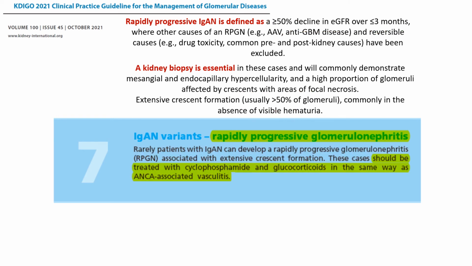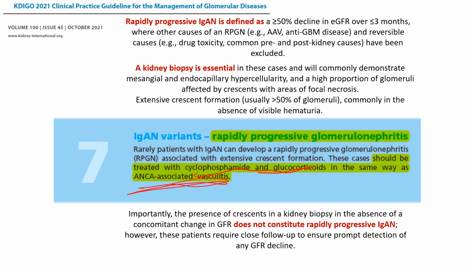How would we treat this case? We will treat this case with cyclophosphamide and glucocorticoids, the same as ANCA-associated vasculitis. So here the approach that we mentioned 2 or 3 slides before, to give only steroids or wait and see after supportive care, is not applicable in case of rapidly progressive glomerulonephritis. In rapidly progressive glomerulonephritis, we must be aggressive in our treatment.